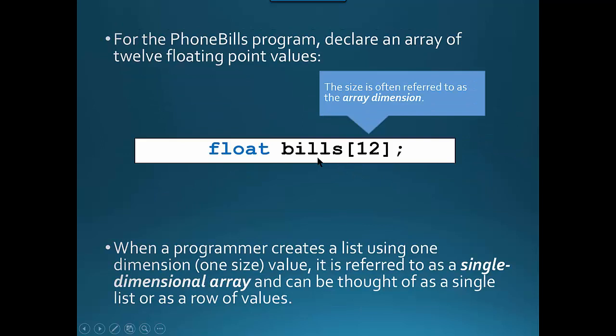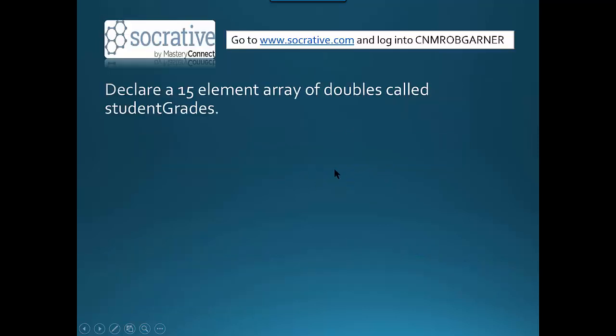So for example, if we wanted to have an array to store the number of bills over a year, perhaps we would make a float array, since for bills you would need a decimal result. And in this case, if we want one per month, we would have the number 12 as the size of our array. So let's give that a try.